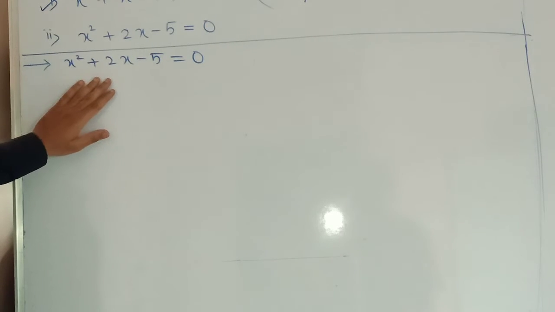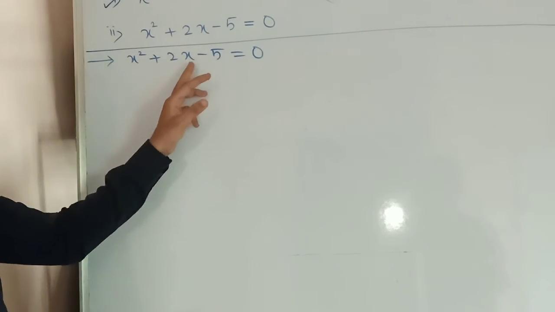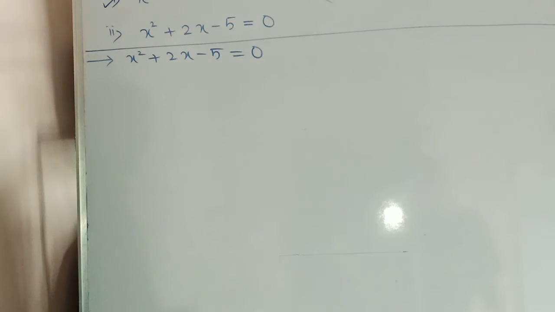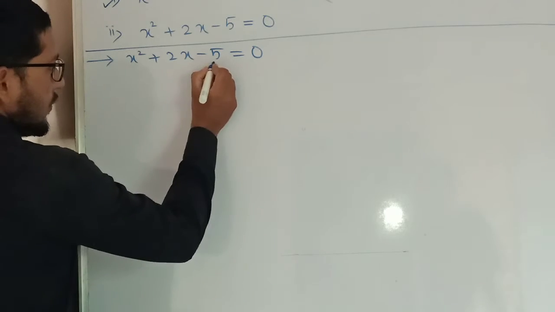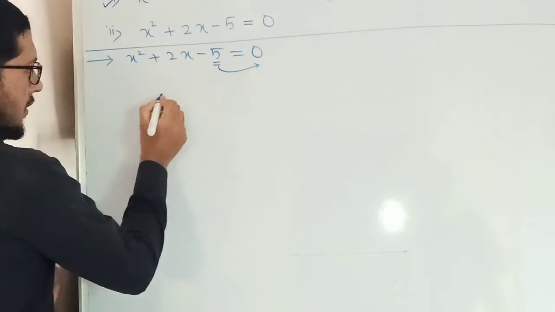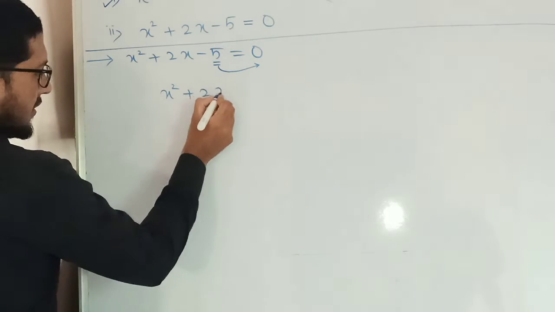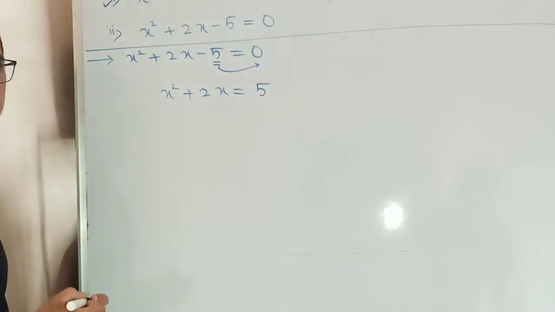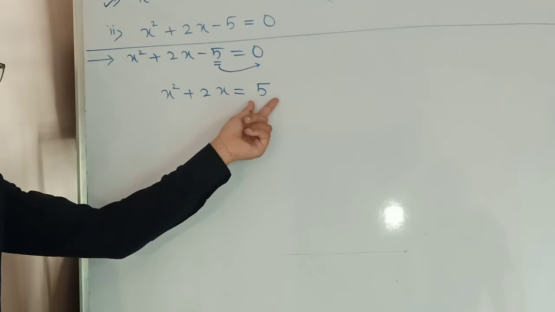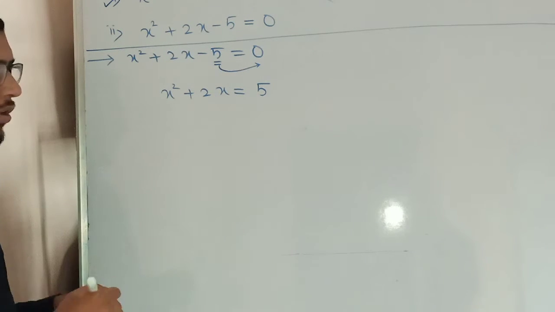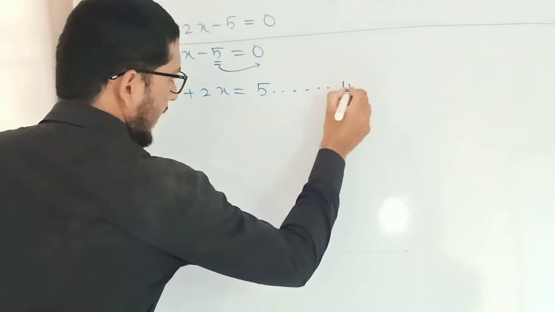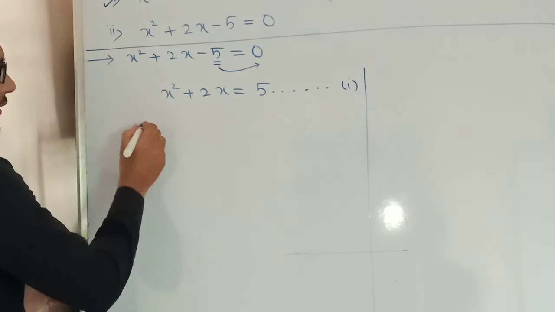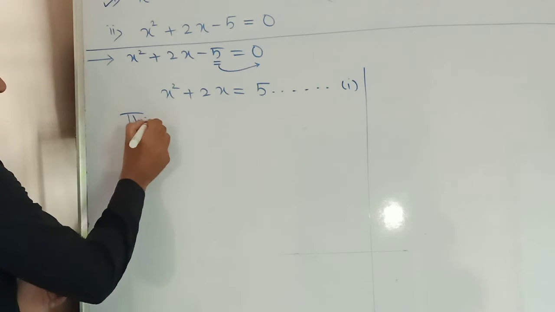Now this is the second example of completing the square: x square plus 2x minus 5 equal to 0. We have to solve this example using the complete square method. I have already told you we have to shift the last number to the RHS. So you will get x square plus 2x is equal to minus 5. When you shift this to the RHS you get plus 5, so x square plus 2x equal to 5. Call this equation number 1. After that, we will write the third term formula.